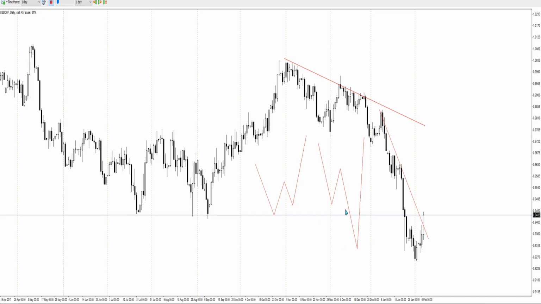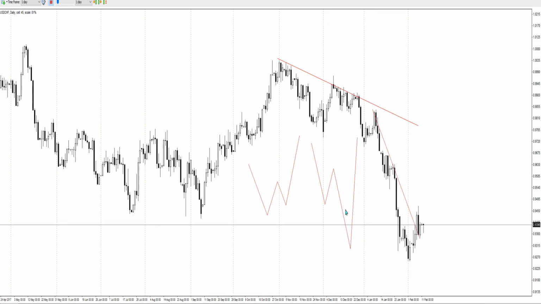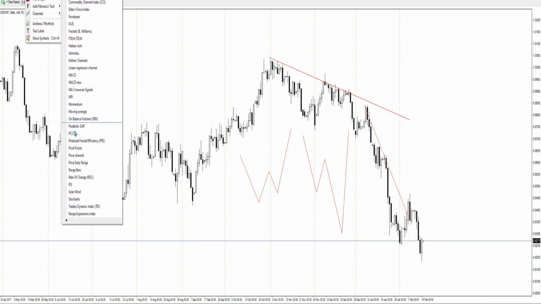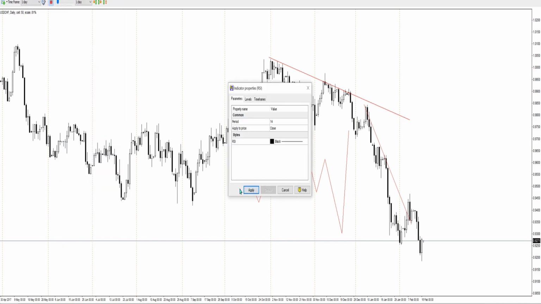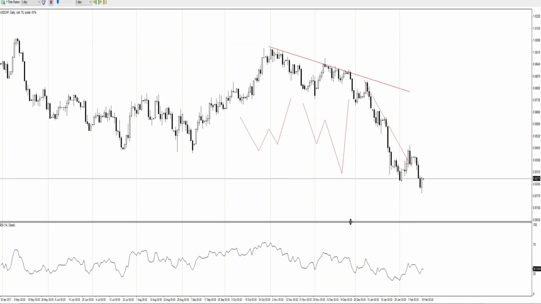Let's see what happens in this scenario. We have our trend line break, and then soon after there is a lower low. Now, is this a rat trap that's qualified? We don't know. What we need is an RSI indicator, and this is going to help us decide whether this is a qualified rat trap or not. And yes, this one is.